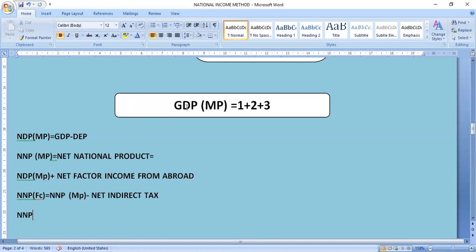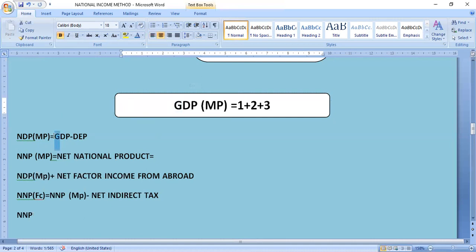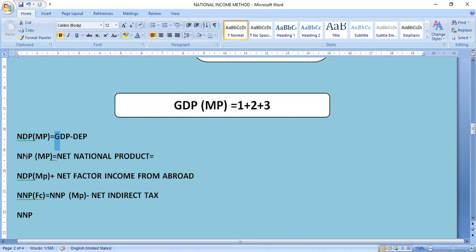We can check here after GDP, NDP means net domestic product. GDP minus depreciation, it becomes net. We have converted only that one word G to N. Now NNP, net national product, is equal to net domestic product MP plus net factor income from abroad, it is converted into the national income.